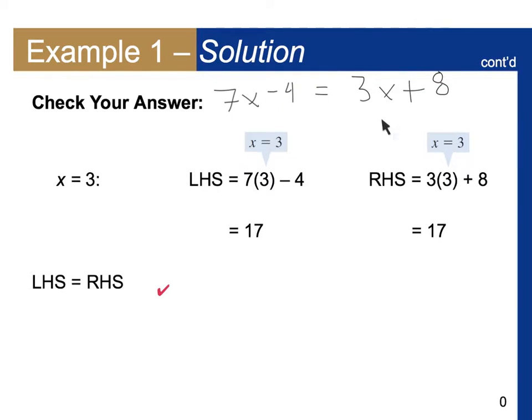So here's our original equation, 7x minus 4 equals 3x plus 8. And we're going to plug in our solution, x equals 3, into each side. So 7 times 3 minus 4, and then 3 times 3 plus 8. 7 times 3 is 21, minus 4 is 17. And then 3 times 3 is 9, plus 8 is 17. So we see that the left-hand side equals the right-hand side. That's what the LHS stands for, left-hand side. RHS is right-hand side. So we see that those are equal, and that shows that our solution is true.